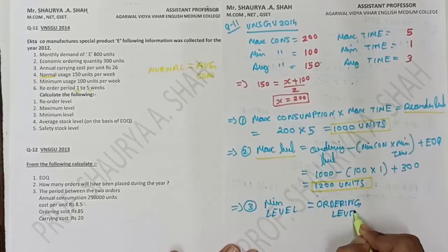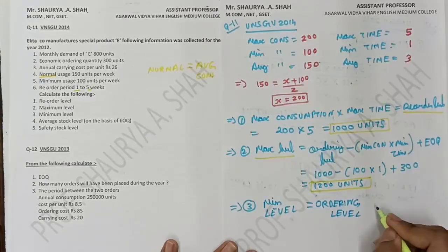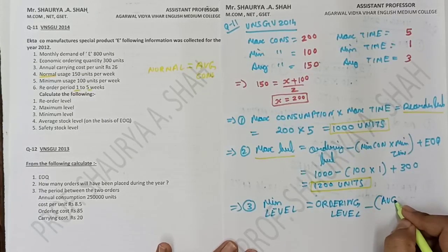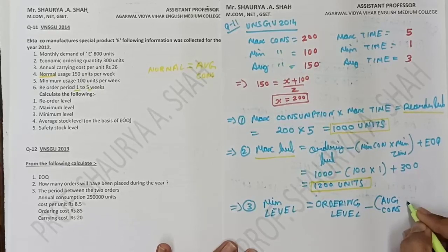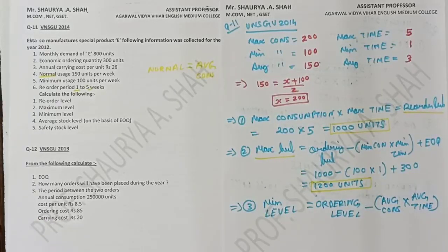Minimum level is equal to ordering level minus average. So what is average? Average consumption into average time. In maximum, remember it is opposite, that is min. In maximum it is min, in minimum it is average, right?